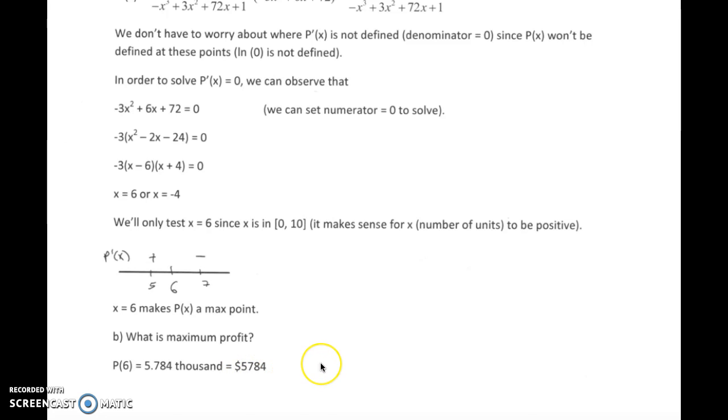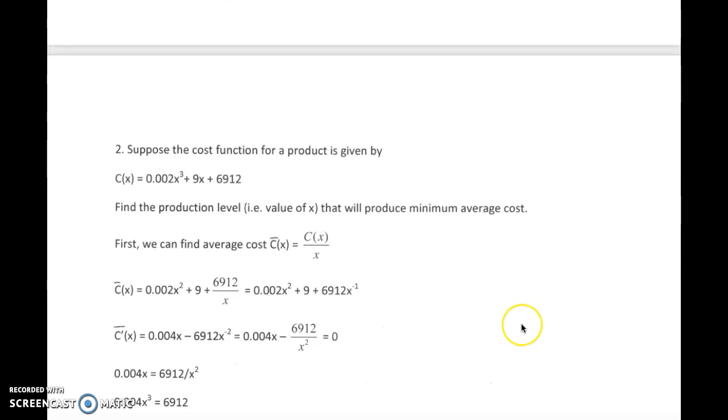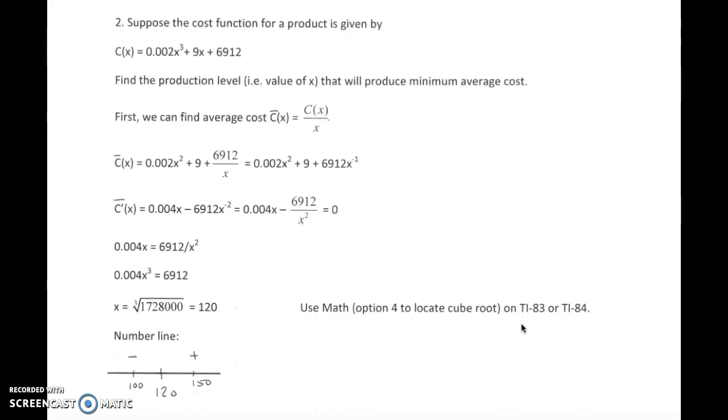Right? Let's go ahead and look at one more. So here we have a cost function for a product given by this lovely cost function here. It's a cubic. All right, we have x cubed, an x, and just a number. And we want to find the production level, and here they tell us that's going to be the value of x that will produce the minimum average cost. So here we're looking for the exact opposite we were before. We're looking for a minimum.